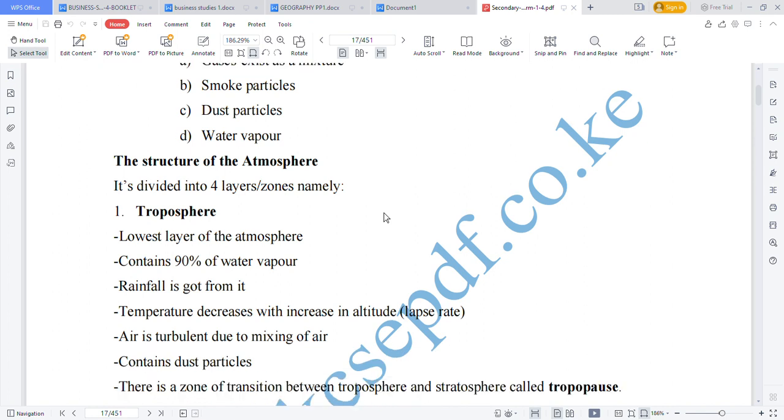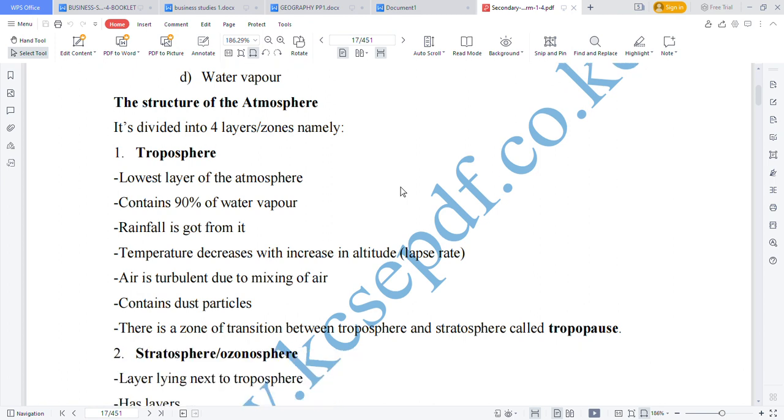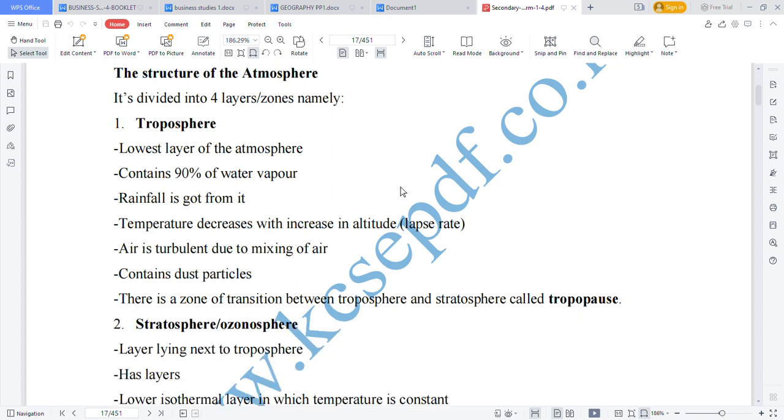The structure of the atmosphere. What is the structure of the atmosphere? The atmosphere is divided into 4 layers or zones. Namely, the first one is the troposphere. So we are going to look at the troposphere as one of the layers in the atmosphere.